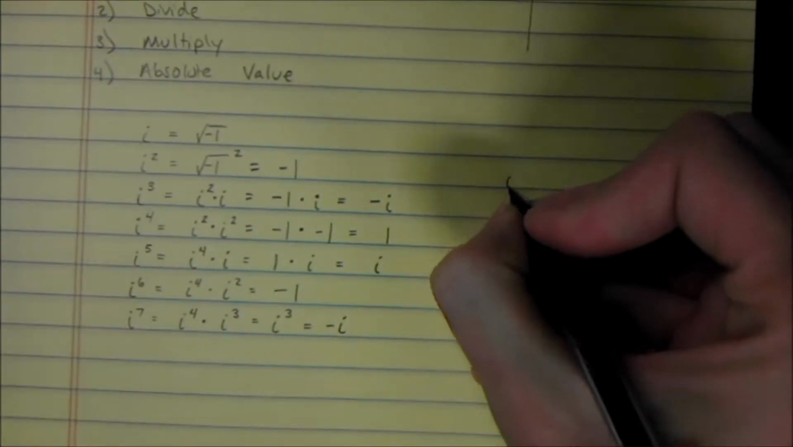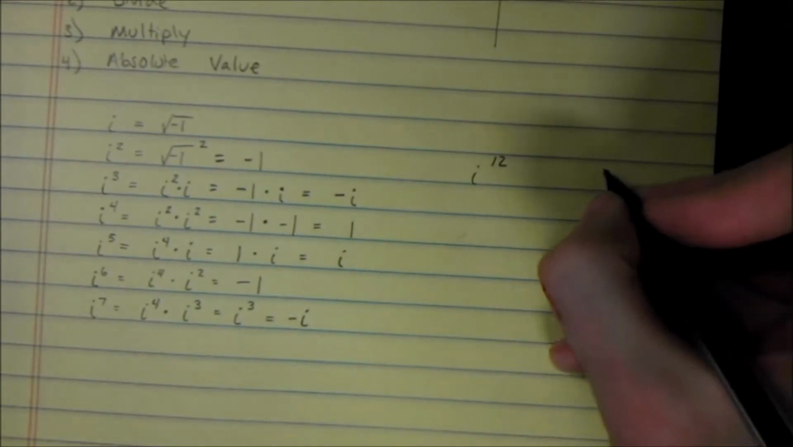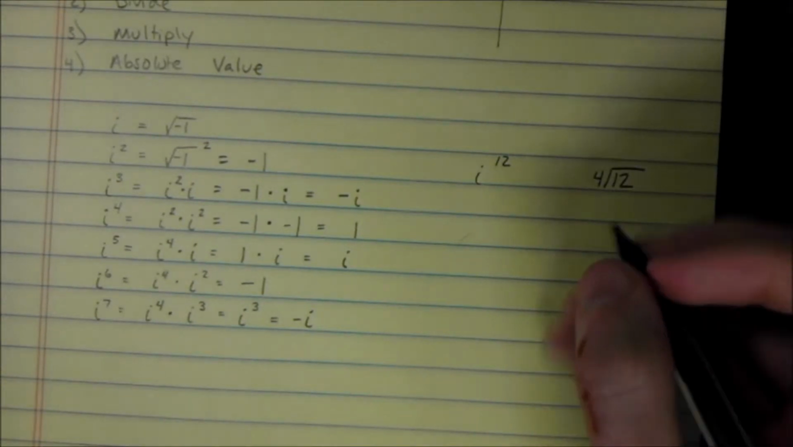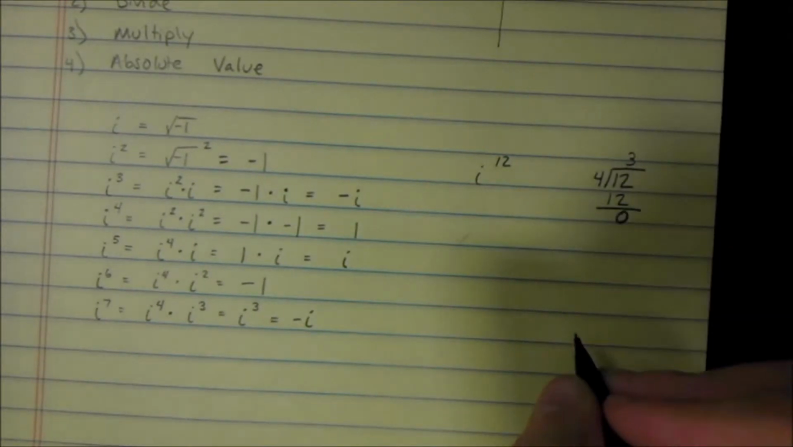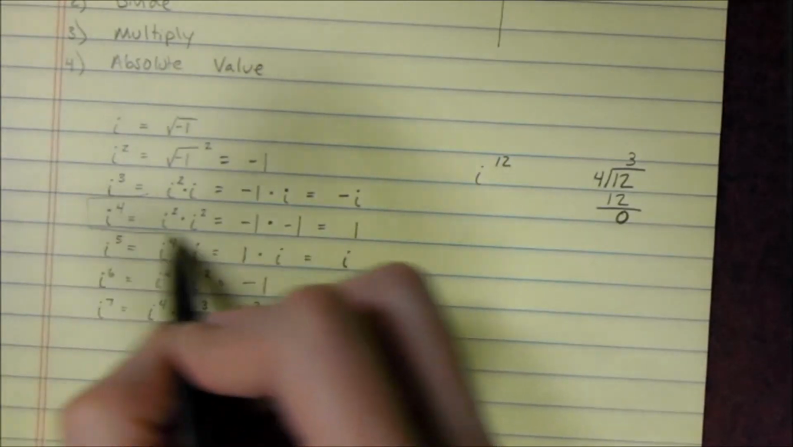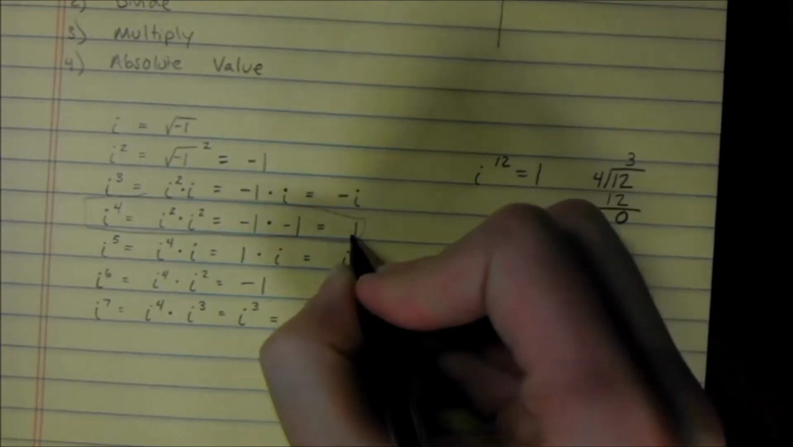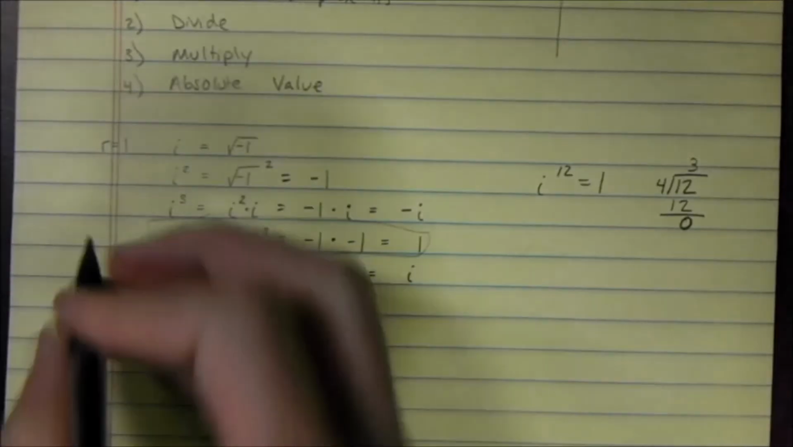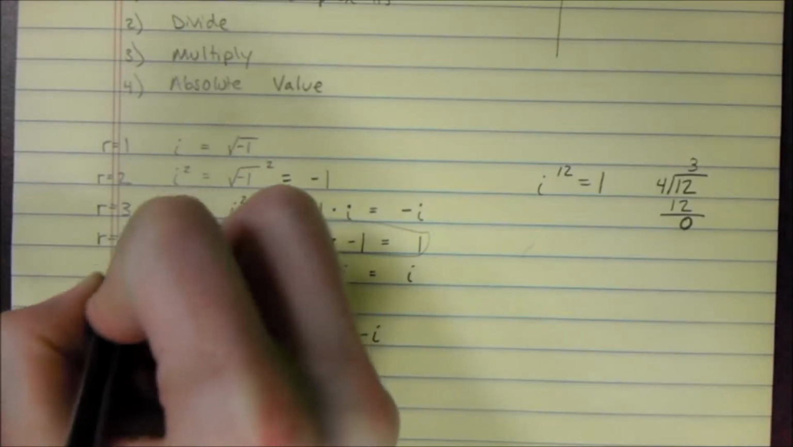So for example, if I had the problem i to the 12th, and I want to figure out what that is, well, I can look and see how many times does 4 go into 12. It goes in there 3 times. And I get 0 as my remainder. That would correspond to i to the 4th. And I would know that i to the 12th is equal to 1. Okay, so this is remainder of 1. This would be remainder of 2, remainder of 3, remainder of 0.